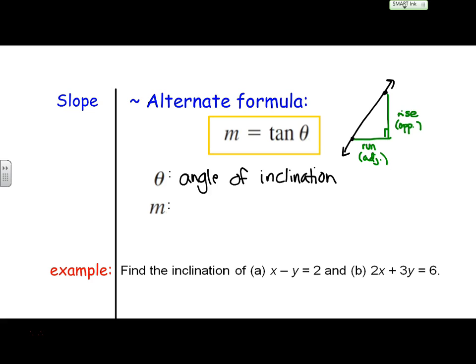We already highlighted how it needs to be a positive angle. And then m is going to be the slope of the line. Now, this begs a really good question. What do we do if it's not a line? Because angles, lots of different shapes can be angled, not just lines. So could there be slopes of other things besides just lines?